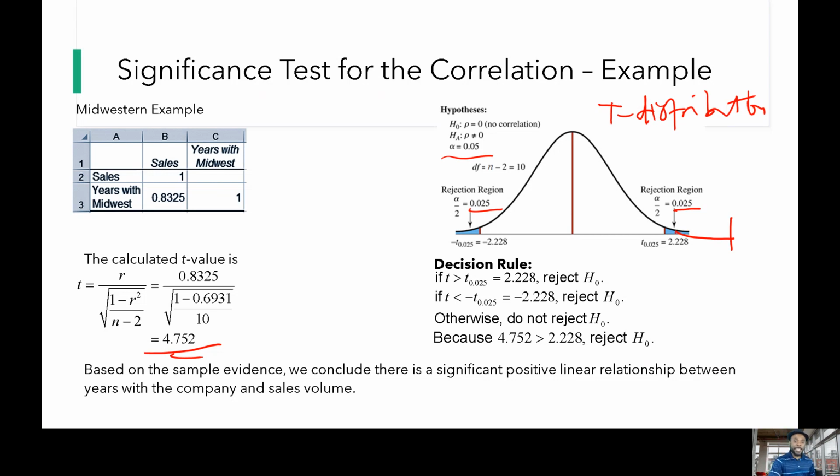If the test statistic T is in the rejection region, then we're going to reject our null hypothesis. If it's towards the left as well, we're also going to reject our null hypothesis. But if T was between negative and positive 2.228, then we will fail to reject the null hypothesis. Because it's greater, we're going to reject the null hypothesis, and this is going to be our interpretation. Based on the sample evidence, we can conclude that there is a significant positive linear relationship between years in the company and sales volume. Sweet. Now you know how to interpret that and determine if the relationship is significant or not.